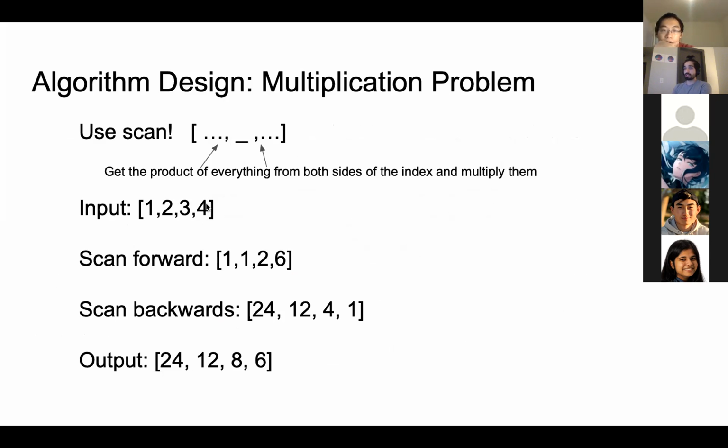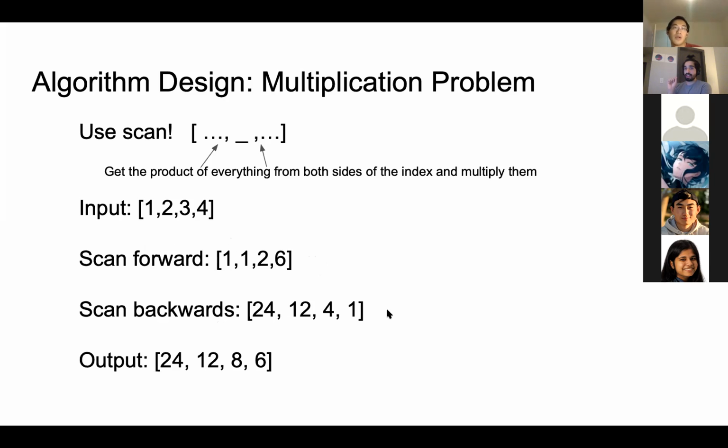So let's say our input array is 1, 2, 3, 4. As the student suggested, we're going to do a forward scan. So we're going to put the base case of 1 initially. Then we have 1, 2, 6, and then the multiplication of 4 and 6, so 24 is out here, which we're not going to need. Then we're going to scan backwards. If you scan backwards, it goes this way, and you just reverse the array. So this is what you get.